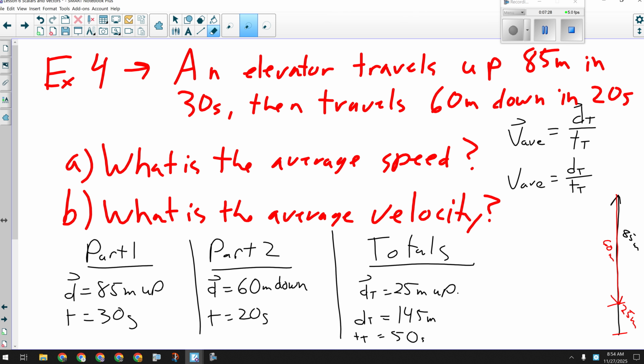Okay, so we've got total displacement, we've got total distance, we've got total time. We can do both of those calculations now. What's the average speed? Okay, average speed, total distance divided by total time. That is 145 meters. Pretty sure I did that one right? Okay. Divided by 50 seconds. I have no confidence in anything I'm doing. Okay, so 145.